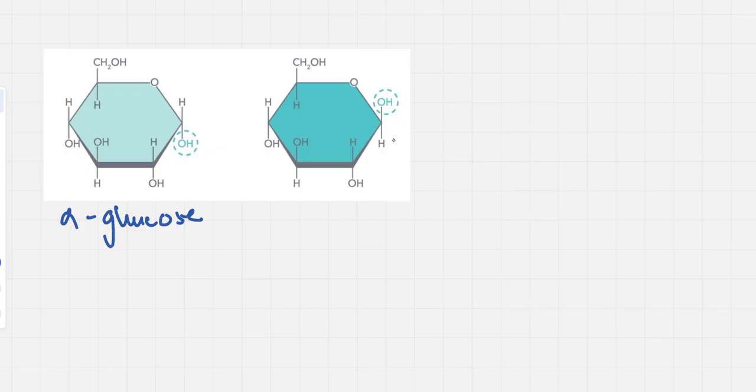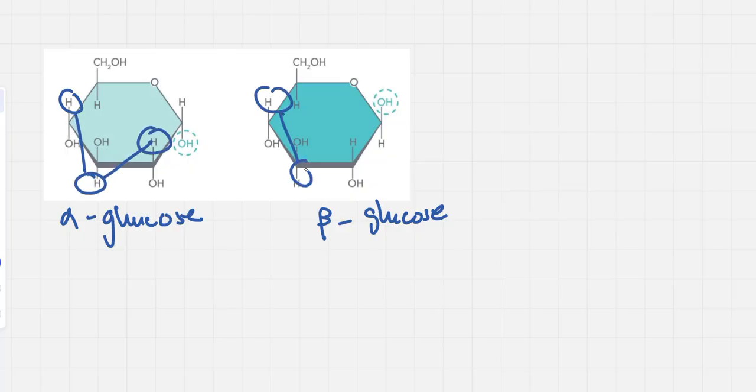And if the hydrogen is at the bottom, you will remember from B that the beta glucose is the one where the hydrogen is at the bottom. Now let's say you have to draw the structure, how would you draw that? You see these hydrogens are making a V kind of structure, right?